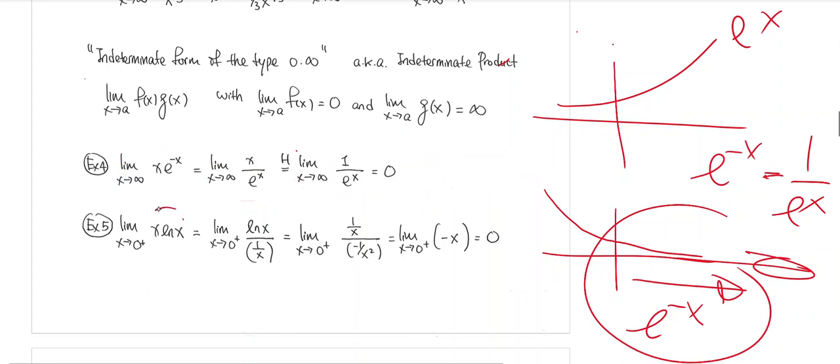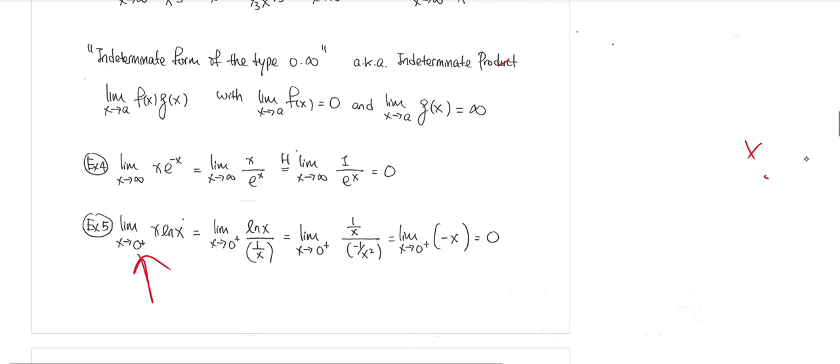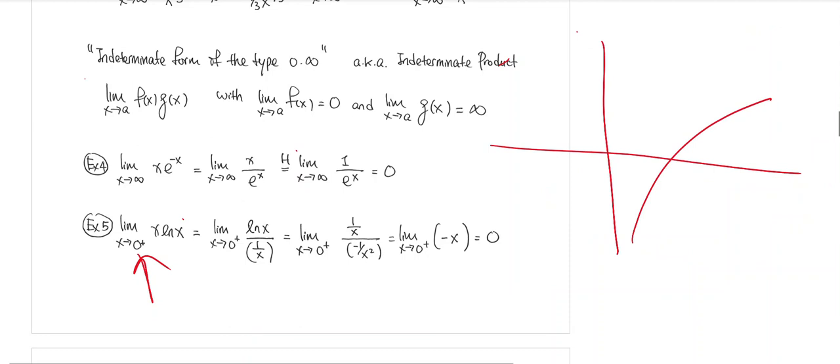Well, let's look at this problem. When x goes to 0, this x goes to 0, obviously. X goes to 0 from the right-hand side, though. So that's the indication that this thing is a one-sided limit. For log, what happens to log x when x approaches 0 from the right? Log x has a graph that looks like this. This is 1. So when x approaches 0 from the right-hand side, you know that log goes to negative infinity.